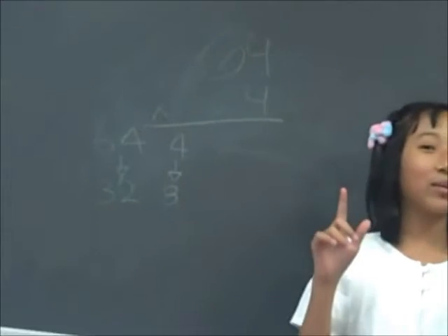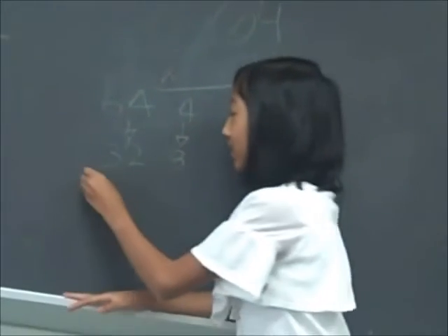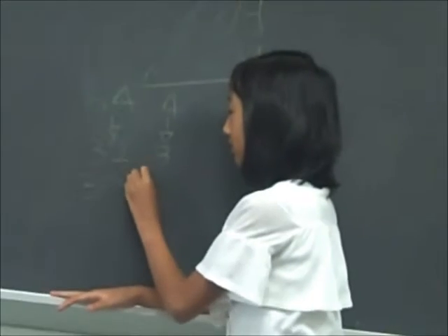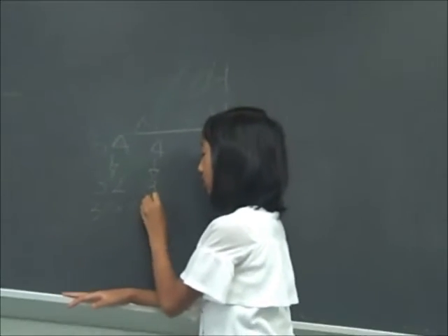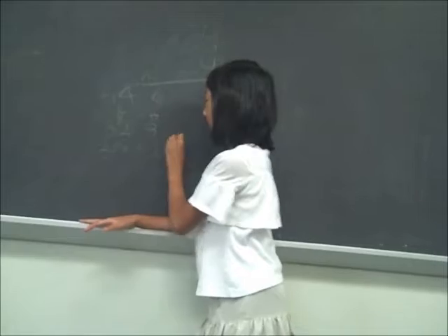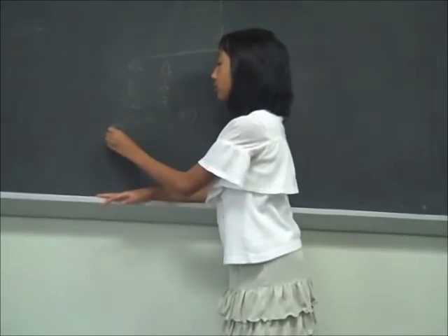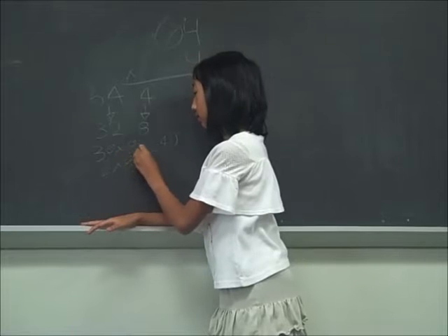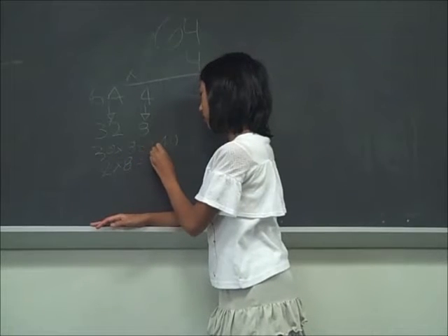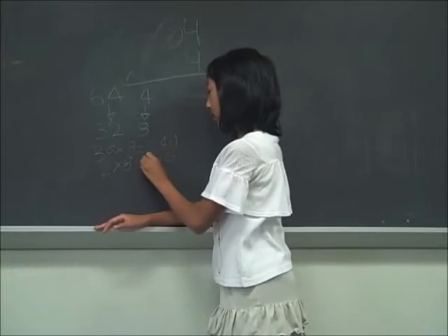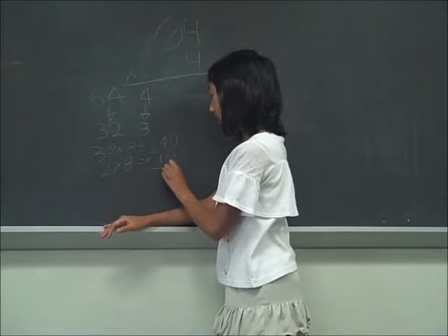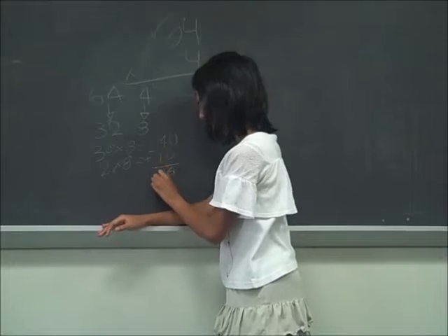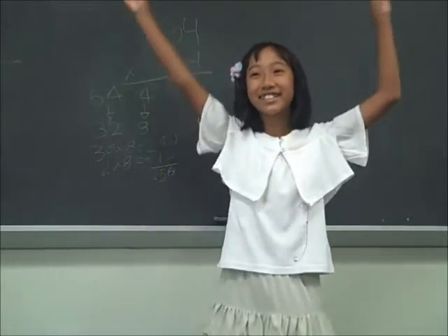And I think this problem is easier because 30 times 8 equals 240, and 2 times 8 equals 16. And when we add that together, it equals 256.